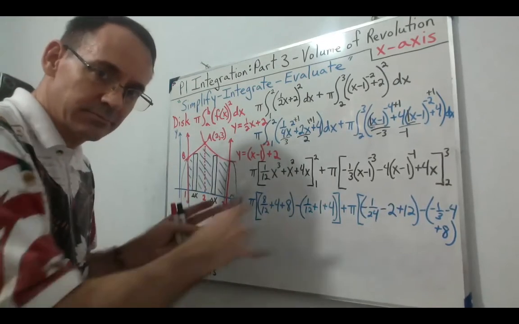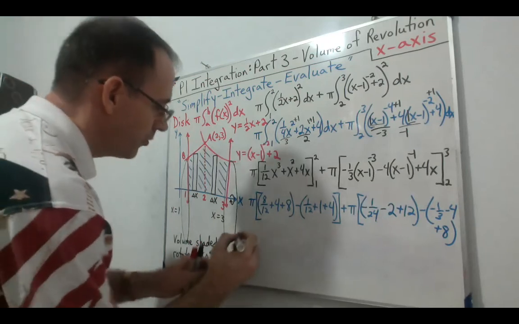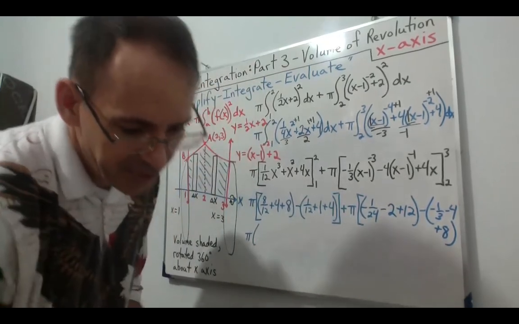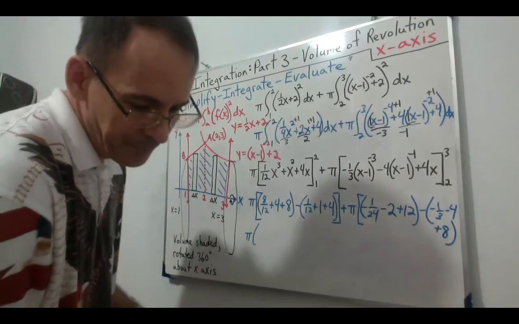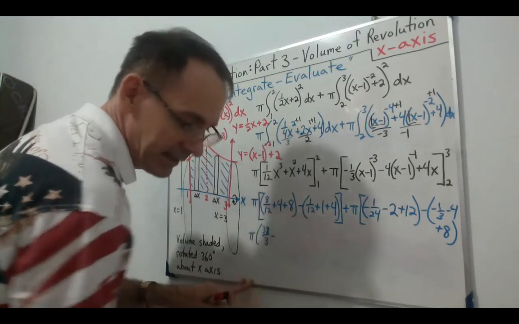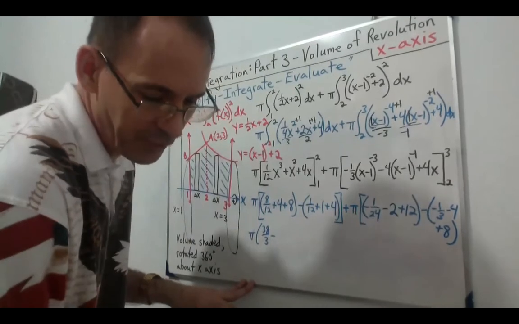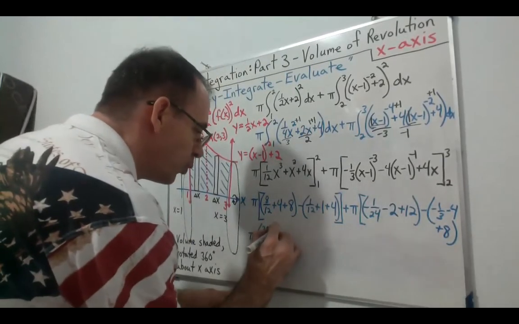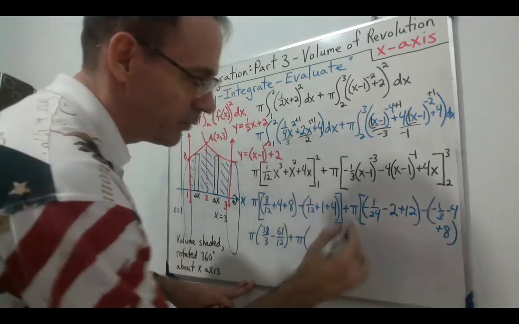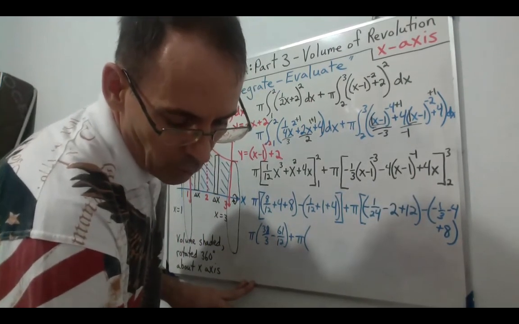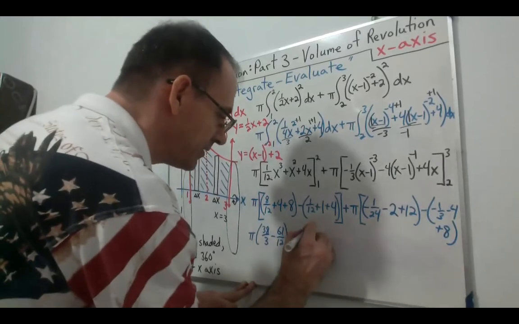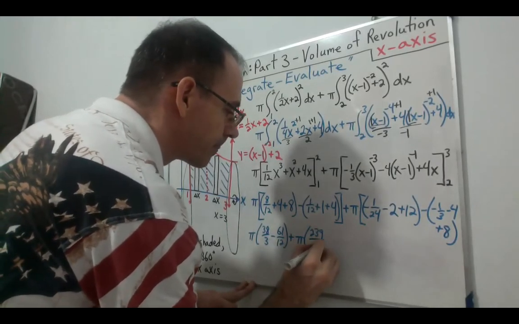Now we can start calculating it up. So we have pi times, and when we do this first part here, the 8/12 plus 4 plus 8, we get 38 thirds minus, and then when we add up 1/12 plus 1 plus 4, we get 61/12 plus, and when we add up our negative 1/24 minus 2 plus 12, we get 239/24.